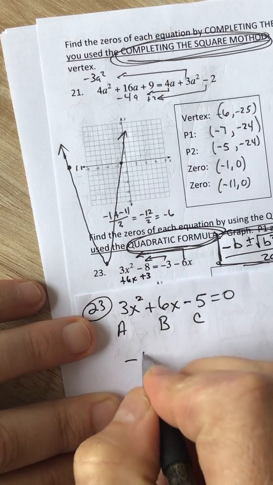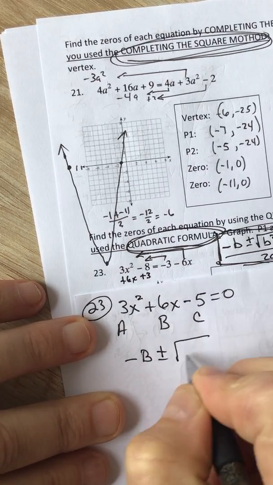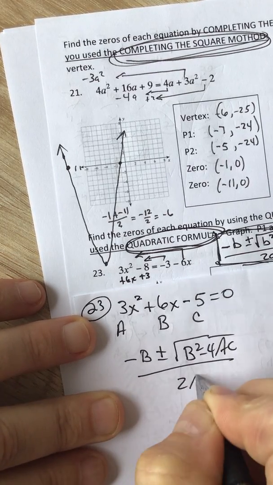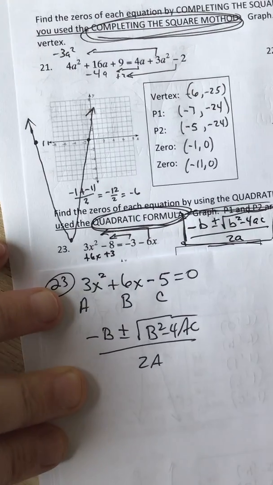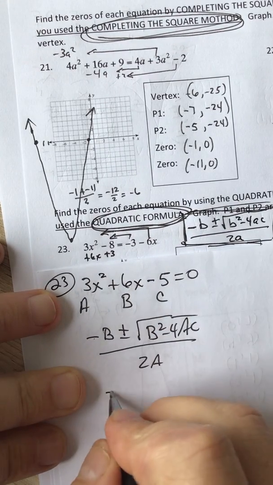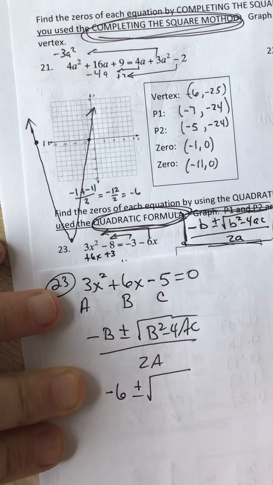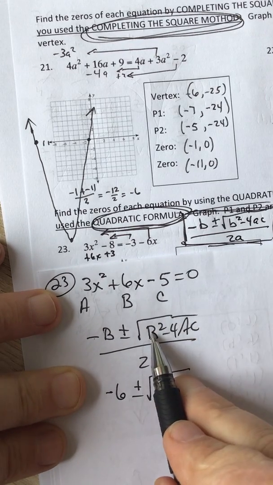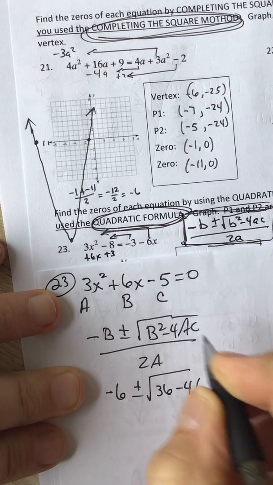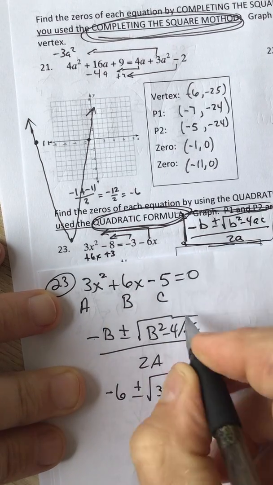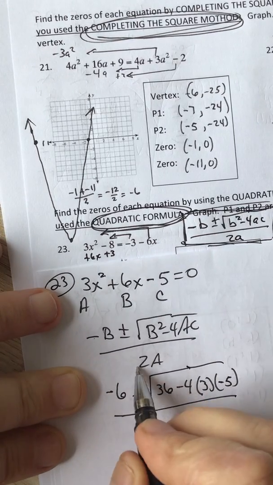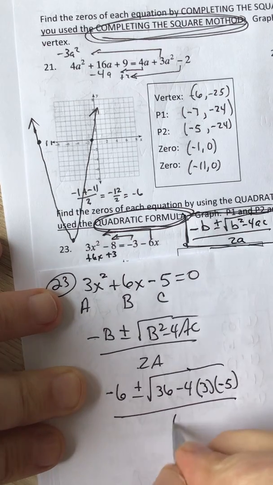So it's negative b plus or minus the square root of b squared minus 4ac, divided by 2a. So it's the negative b number, so negative 6, plus or minus the square root of b squared, so 6 squared is 36, minus 4 times the a number, which is 3, times the c number, which is negative 5. All divided by 2 times the a number. 2 times 3 is 6.